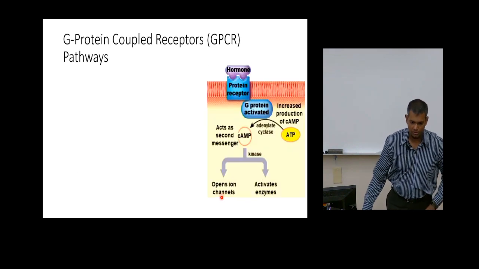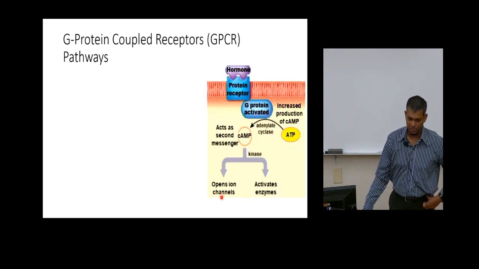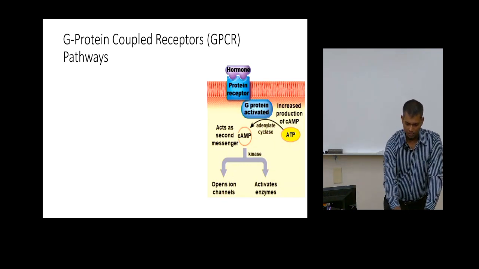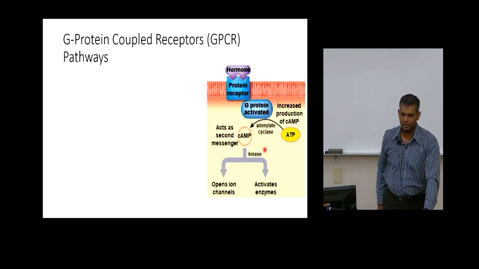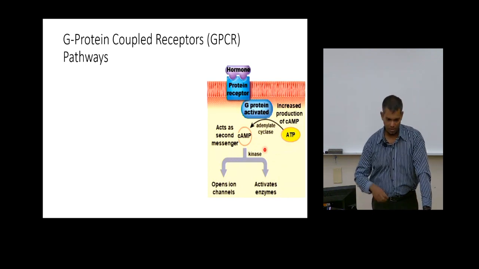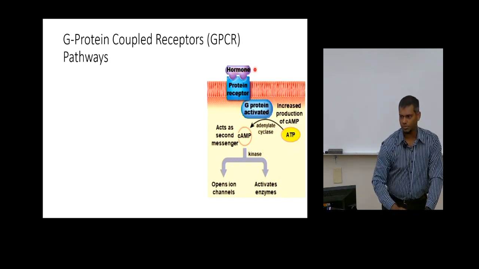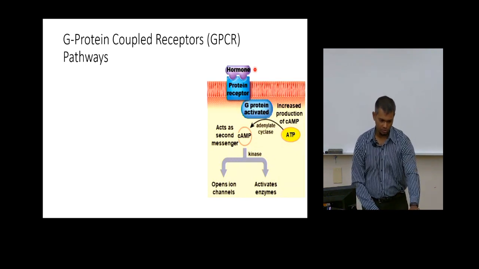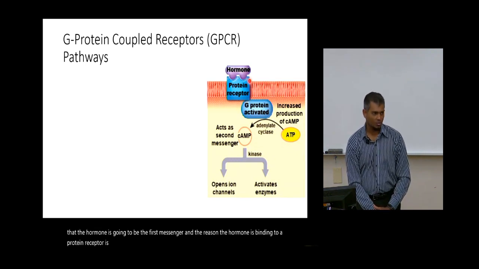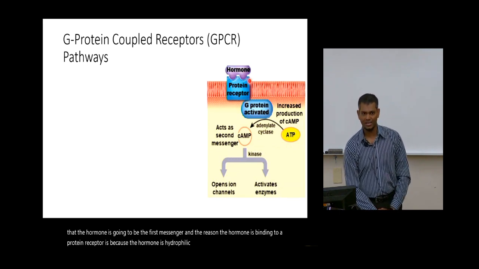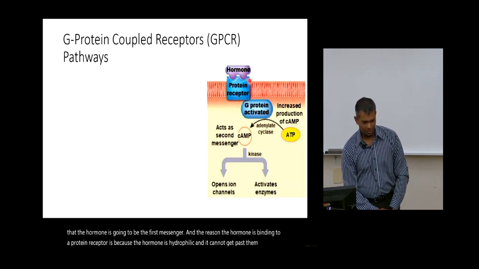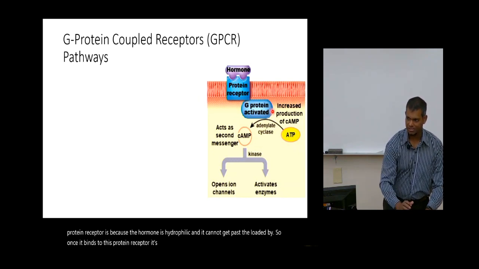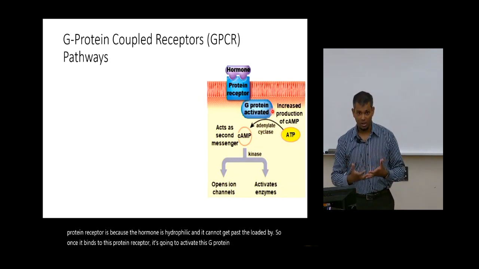So now let's move on to the G protein coupled receptors and what pathways they activate. So let me just go through this figure first, which you're already familiar with. So I told you that the hormone is going to be the first messenger, and the reason the hormone is binding to a protein receptor is because that hormone is hydrophilic and it cannot get past the lipid bilayer.